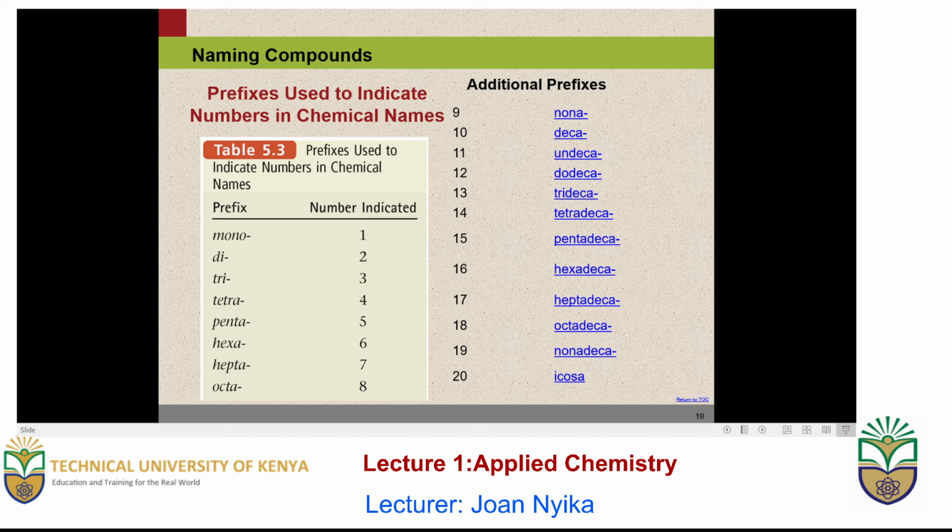So, when you look at binary covalent compounds, such as carbon dioxide, sulfur hexafluoride, look at the word hexa and the addition of ide at the end. Dinitrogen tetraoxide.